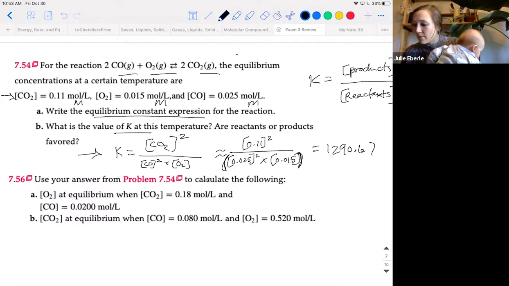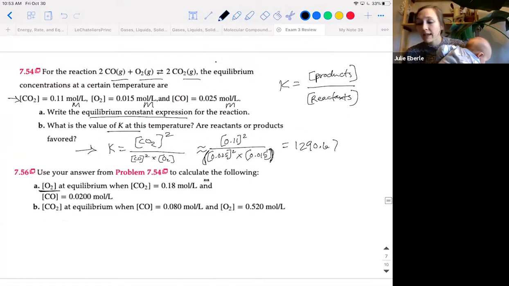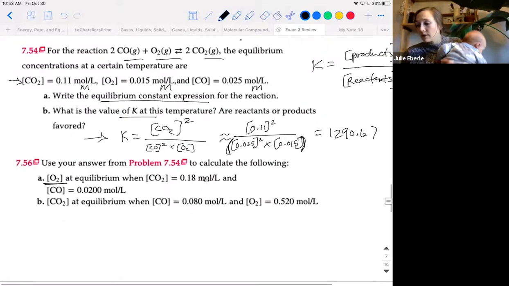So calculate the following. Calculate concentration of O2 at equilibrium when CO2 is 0.18 molar and concentration of carbon monoxide is 0.02 molar. So now we have K, and we can plug K in. But before I just plug numbers in, I actually want to rearrange my equation to solve for the thing that A and B are asking for. So I'm going to rearrange my equation to solve for O2.